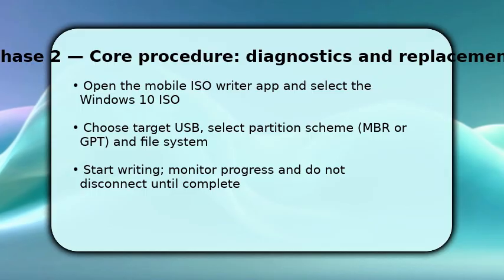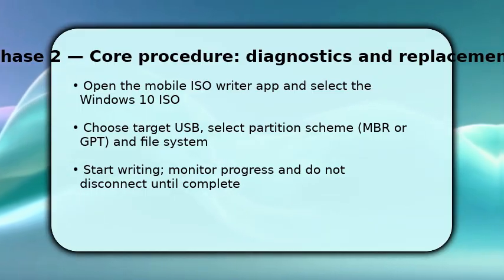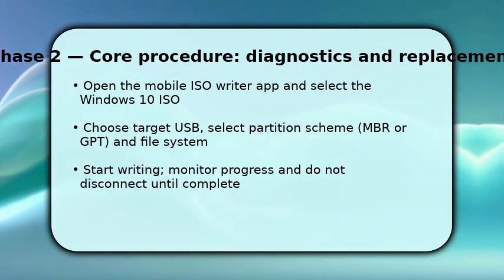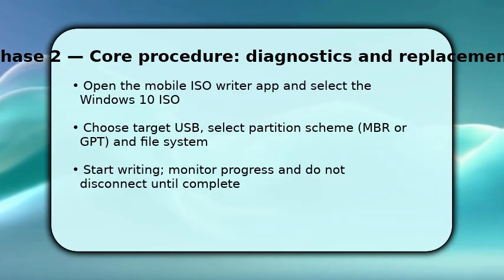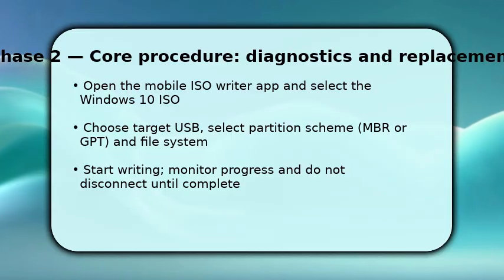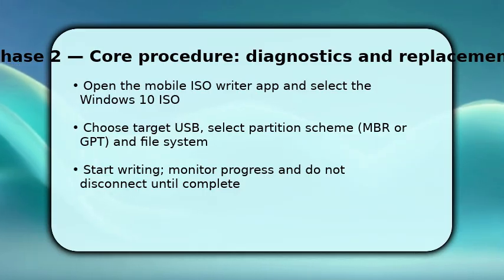Select the ISO inside the app, pick the correct USB target, and choose MBR for legacy BIOS or GPT for UEFI systems. This determines boot compatibility. Choose NTFS if the install WIM is over 4 GB, otherwise FAT32 is fine. Hit Write and confirm any prompts.